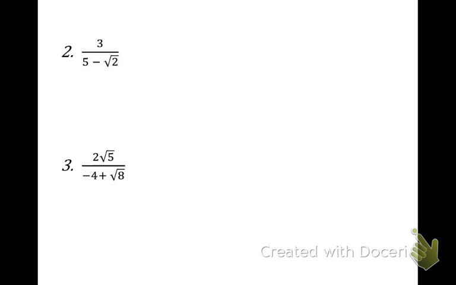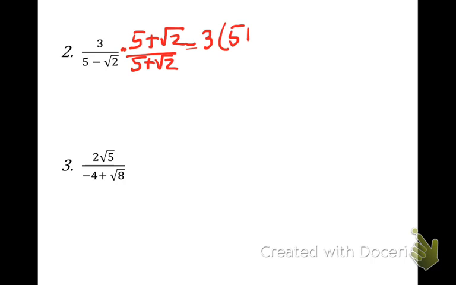All right, let's try this next one. So again, we want to multiply by the conjugate of the bottom, which would be 5 plus the square root of 2 over 5 plus the square root of 2. In the numerator, I'm just going to leave 3 times the quantity 5 plus the square root of 2. Probably have to distribute later.